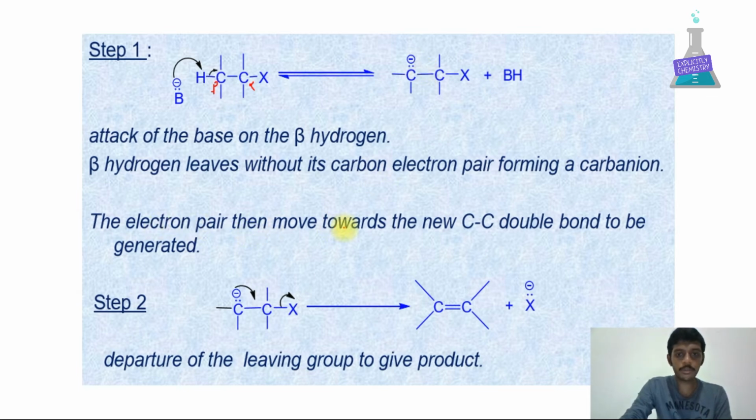The electron pair then moves towards the new carbon-carbon double bond generated. Here the carbon-carbon single bond is there, and this anion will move here, forming a carbon-carbon double bond, giving rise to an alkene.